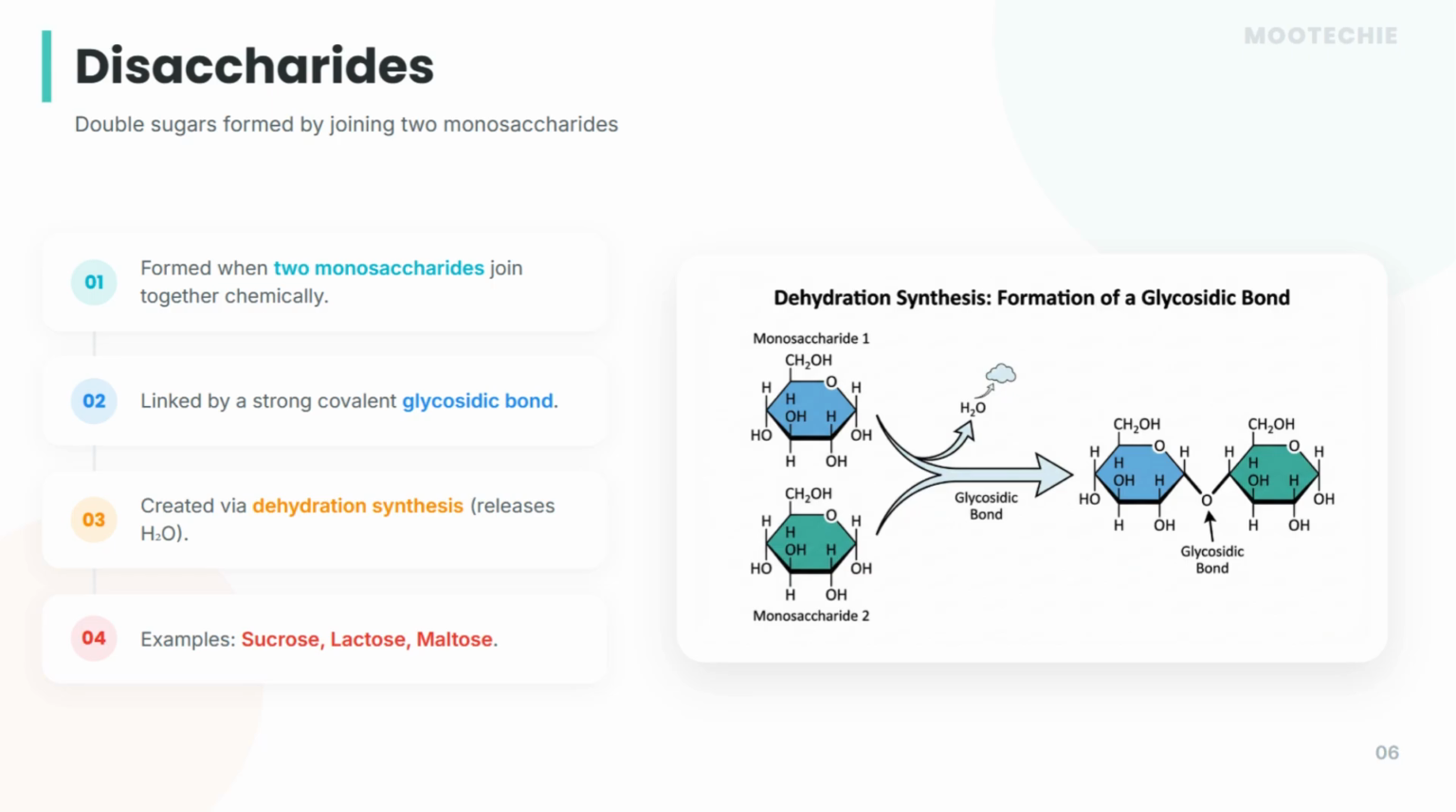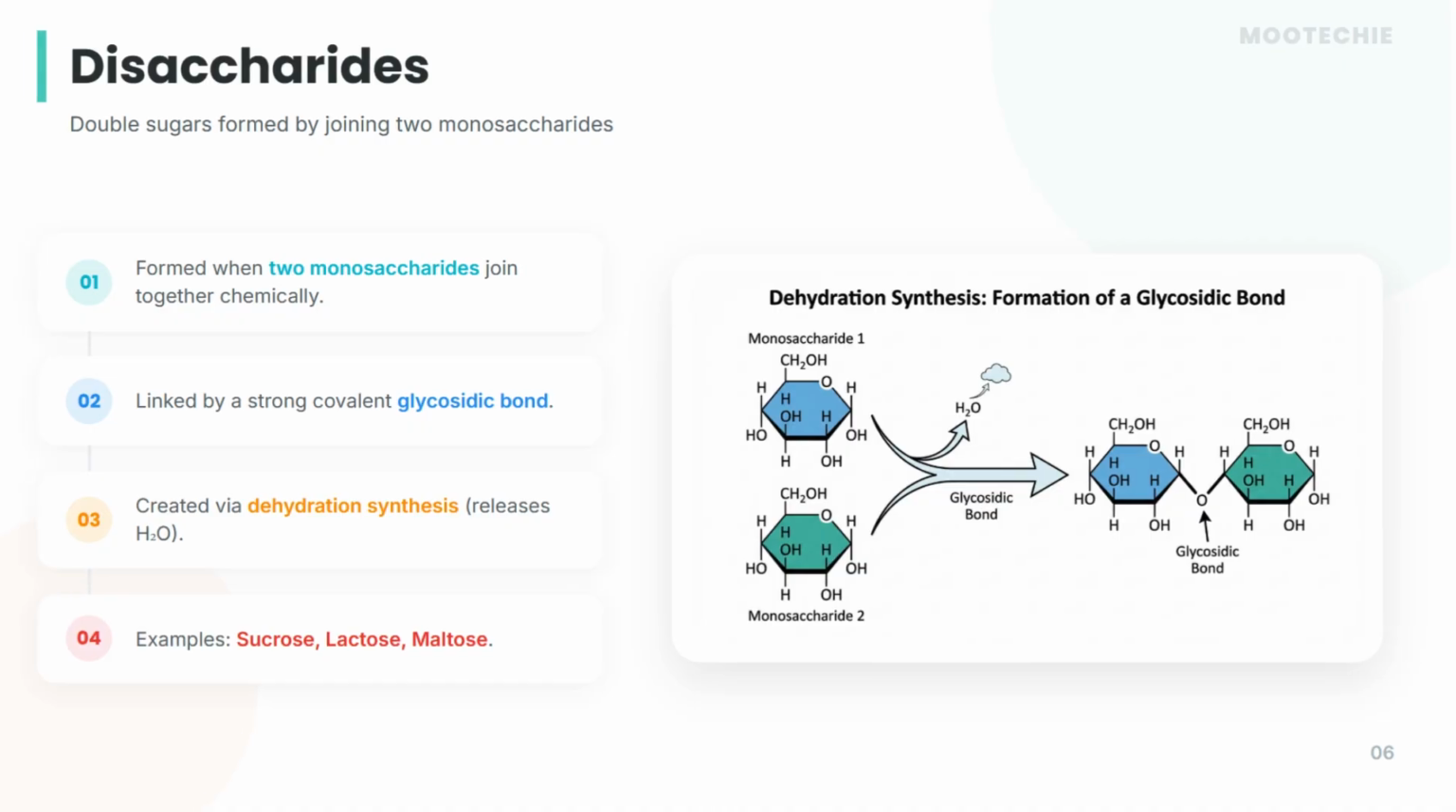molecule. A small H2O or a water droplet might be shown being released, visually capturing the dehydration synthesis process. This diagram perfectly illustrates how two simple sugars become one complex unit.